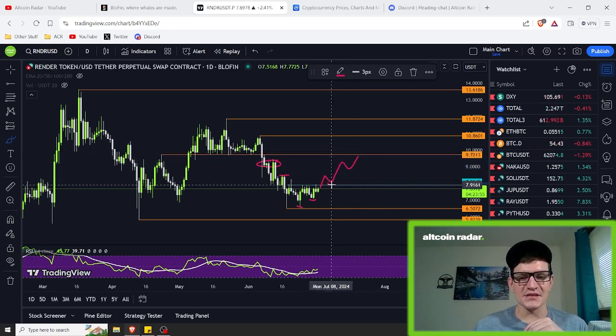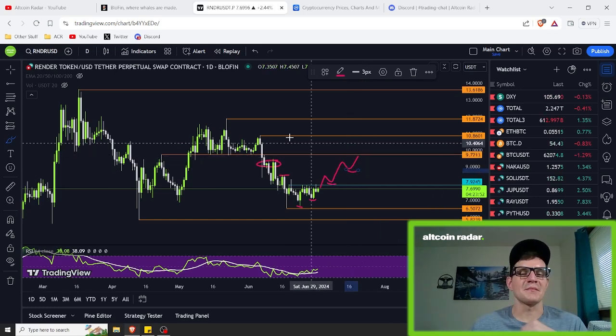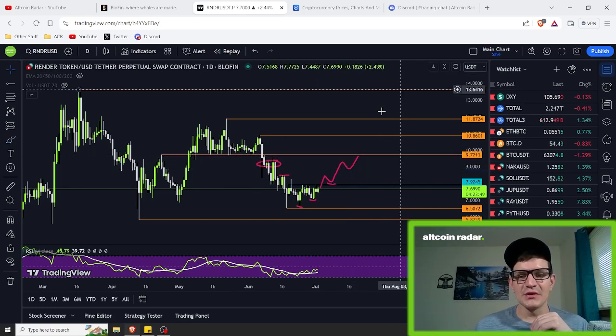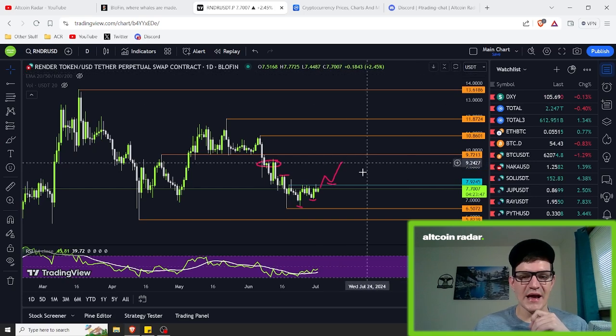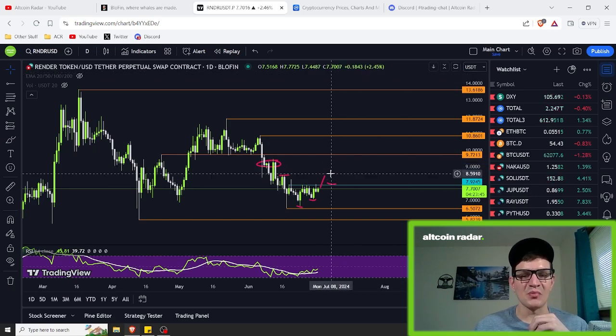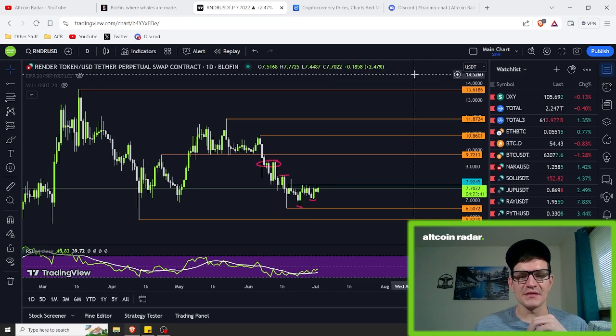Basically, as you guys can clearly see, creating these higher and higher lows each and every time we go up in a step-by-step fashion. So that is realistically what I personally see happening if things continue to stay bullish here. But obviously, anything can happen in the altcoin market, as we have seen in the past.